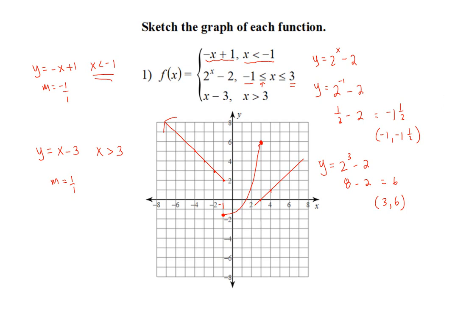So I would erase all these values over here. And then also at x equals 3, we know we don't count that point. So it should be an open circle right here. Okay?